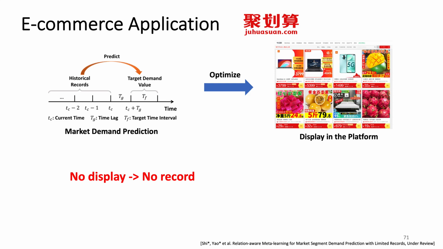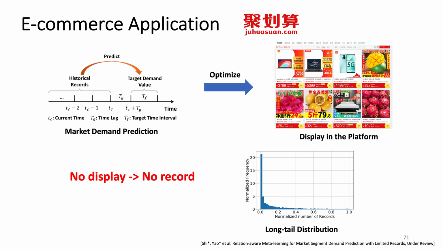So there is one scenario. Whether we can know which items may not have records: if they do not have any display, it means they do not have records. And if we put an item in the platform but nobody clicks or purchases, the purchasing value will be zero, the demand value will be zero, but it still has records.